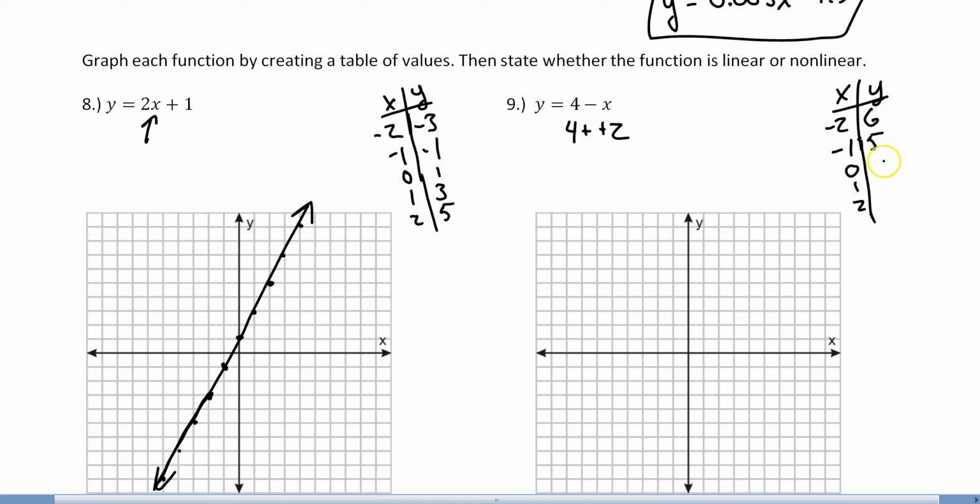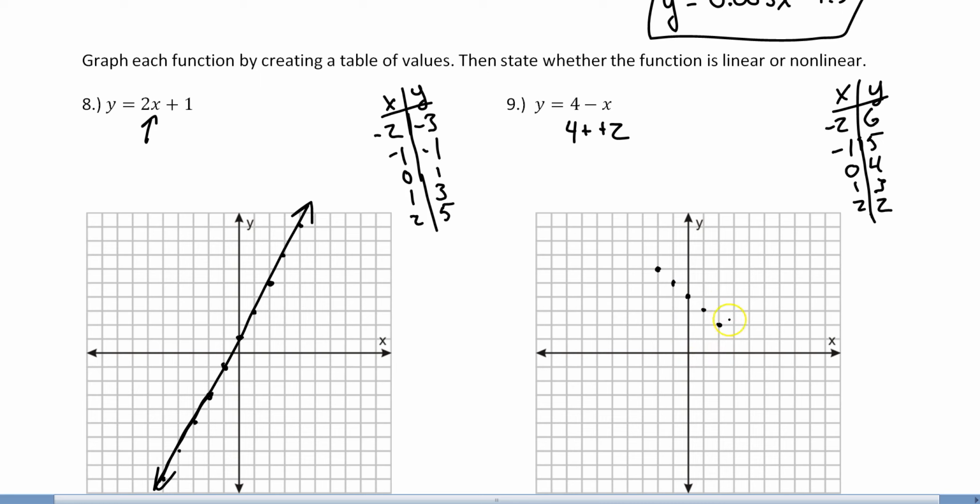When I plug the 0 in, that's going to give me a 4. When I plug the 1 in, that's going to give me a 3. When I plug the 2 in, that's going to give me a 2. And now I can plot these. -2, 6. It's up here. -1, 5. 0, 4. 1, 3. And 2, 2.